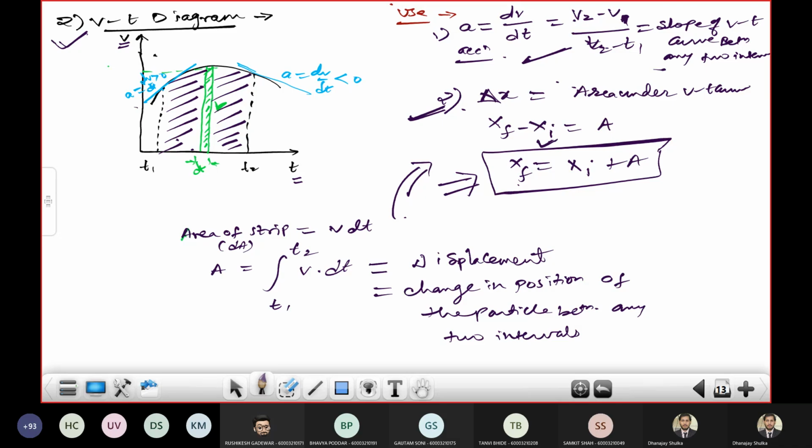तो you have to remember, VT curve का क्या यूज है यहाँ पे, दो यूज हैं. पहला, if you know the VT curve, you can determine the acceleration of the particle as well as the change in the position of the particle. तो अगर question में VT curve दिया है और आपको पूछा है draw the AT curve and XT curve, तो you can draw, okay, by the calculations.